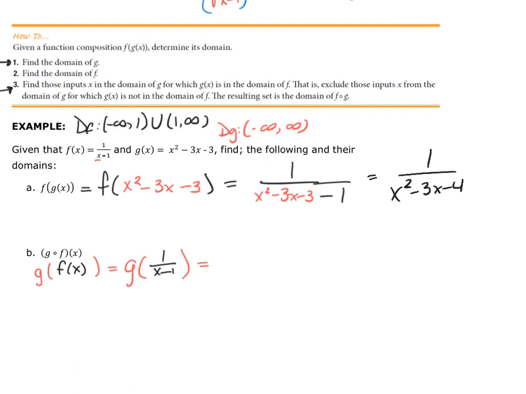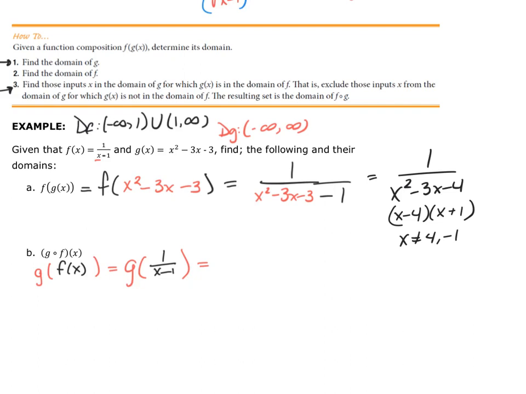Now I have to ask myself, can that thing ever equal 0? And I'll say, well, I don't know. Let's see if I can factor it. So this one does factor. It factors into x minus 4 and x plus 1. So because it does factor, that tells me that x can't be 4 and negative 1.